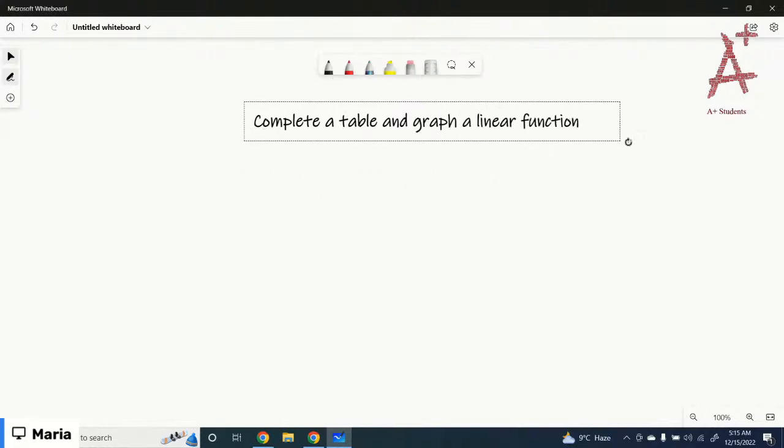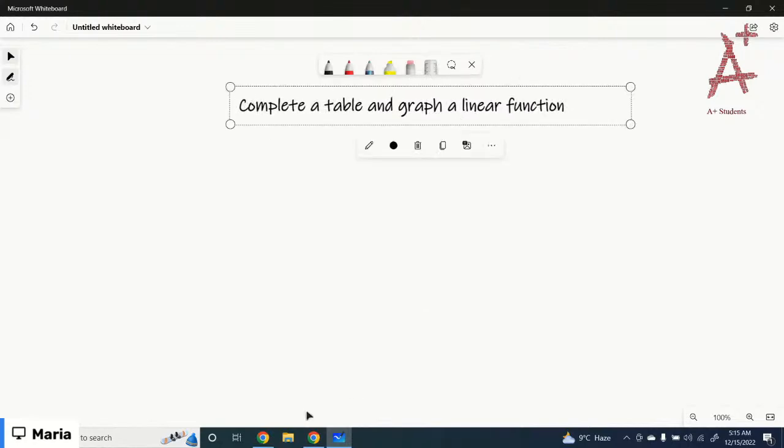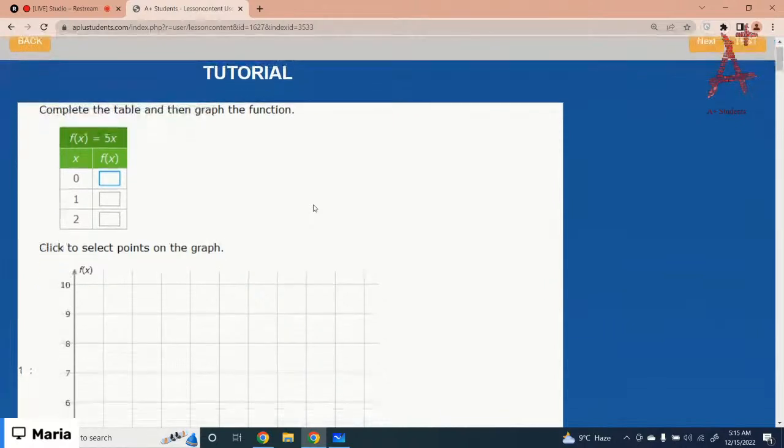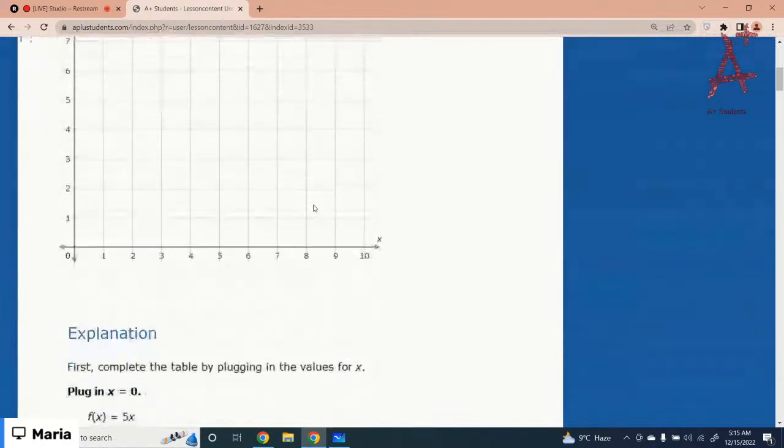Complete a table and graph a linear function. Let's start with the lesson. Okay, here is the lesson: complete a table and graph a linear function. We have to complete the table and then graph the linear function. You can select the points on the graph.